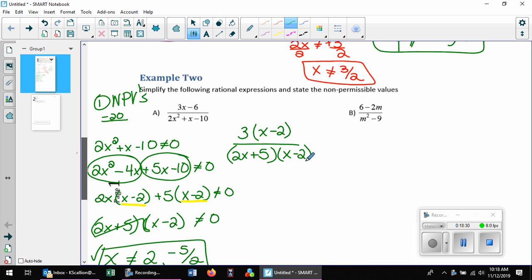So this is step 3. So that was step 2. I don't know. I'm writing random things everywhere. Step 3. Cancel out if you can.